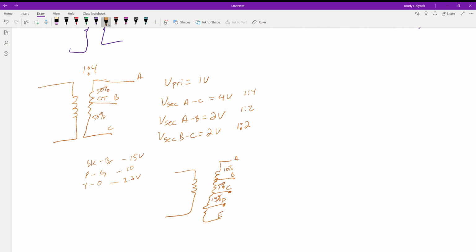And if it doesn't give you any values and there's only one line coming out of the center of it, assume a center tap, just as a rule of thumb. And so that's the idea with transformers: we can use those to get whatever values we need out of the transformer.